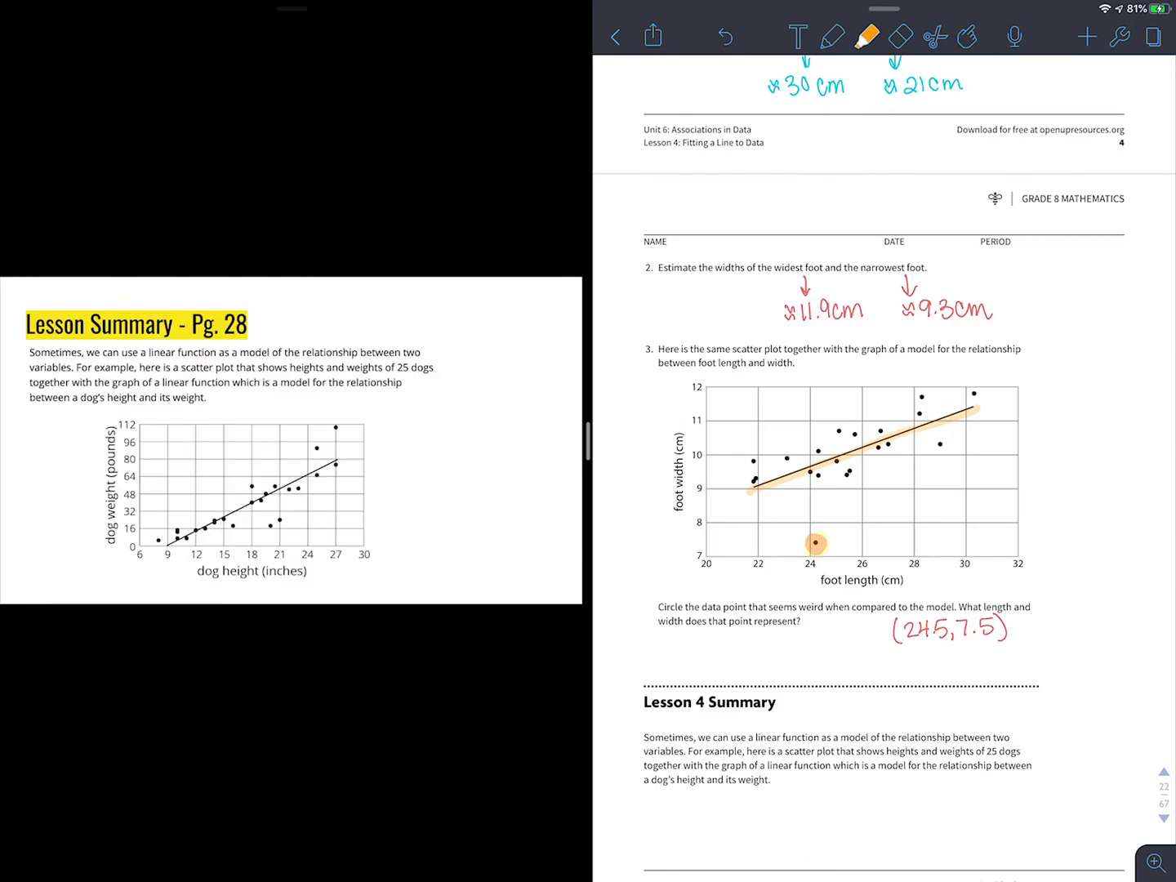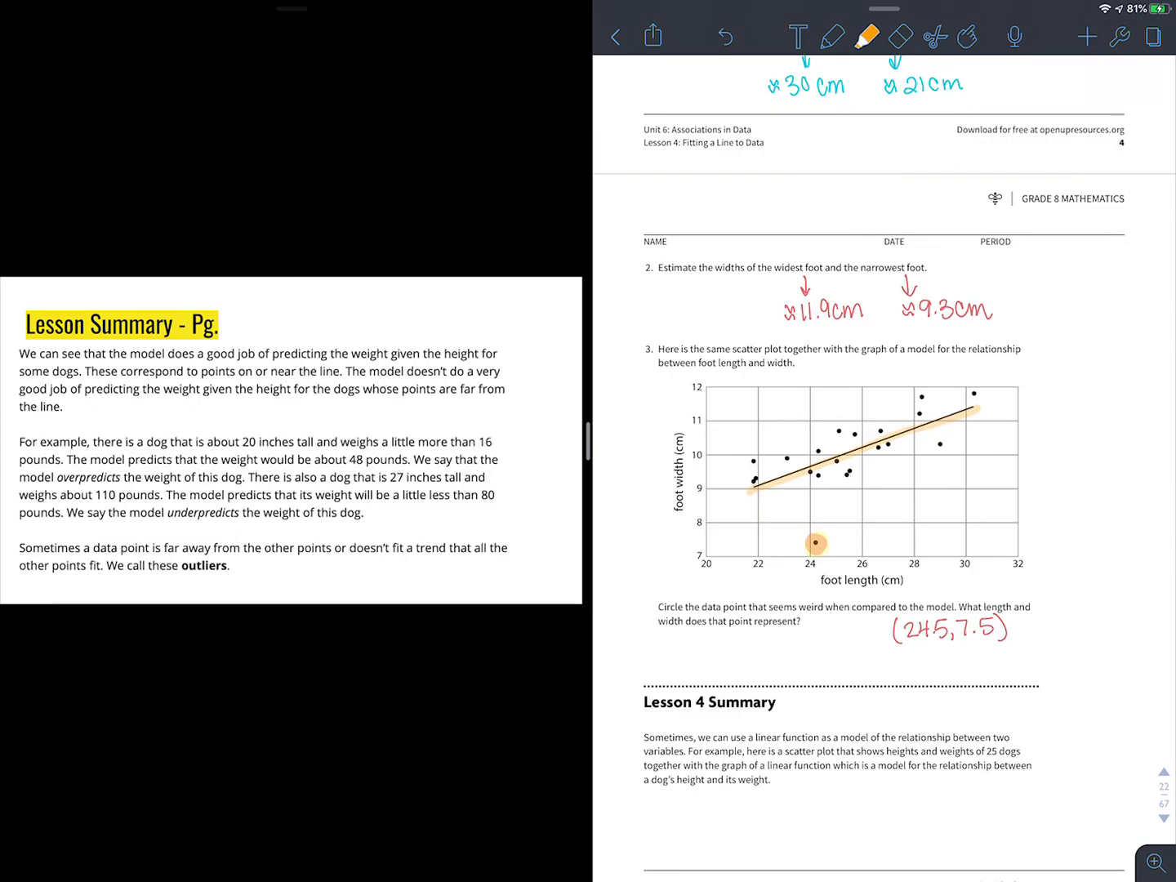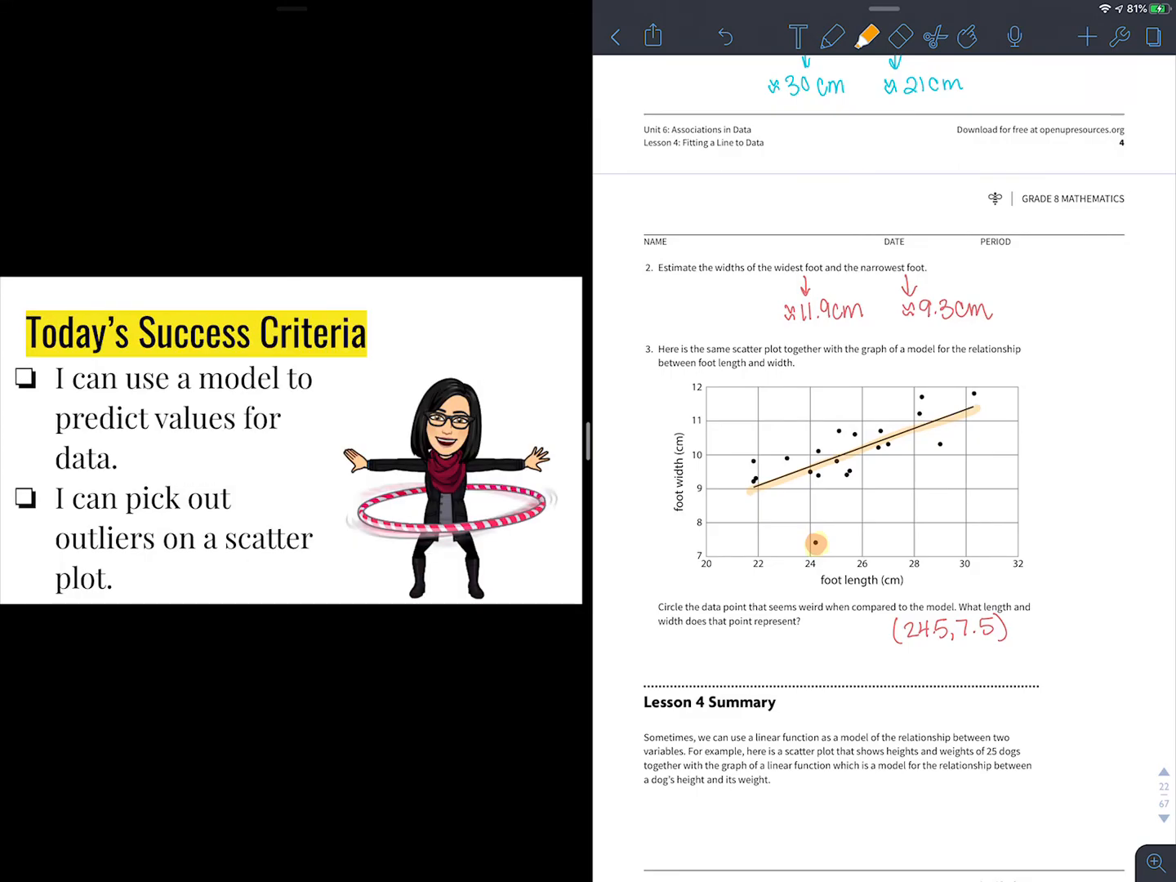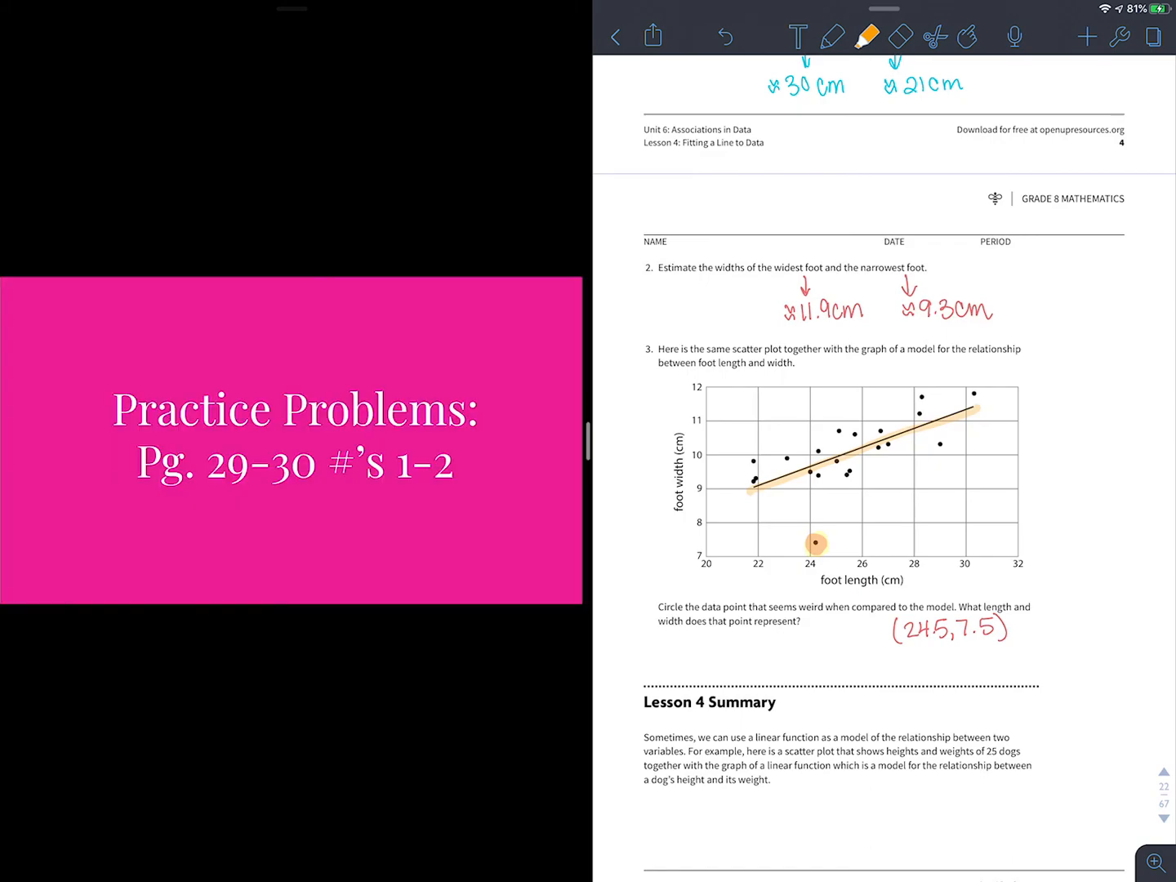Okay, so you can read through that summary, but we pretty much summarized it together. The criteria that you should have mastered is using a model to predict values for data, and whether you can pick out outliers on a scatter plot. In hopes that you feel confident about your work, your practice problems, for me, Mrs. Williams, would be page 29 to 30, numbers 1 and 2. Actually, there's only 2 problems, so it shouldn't matter.